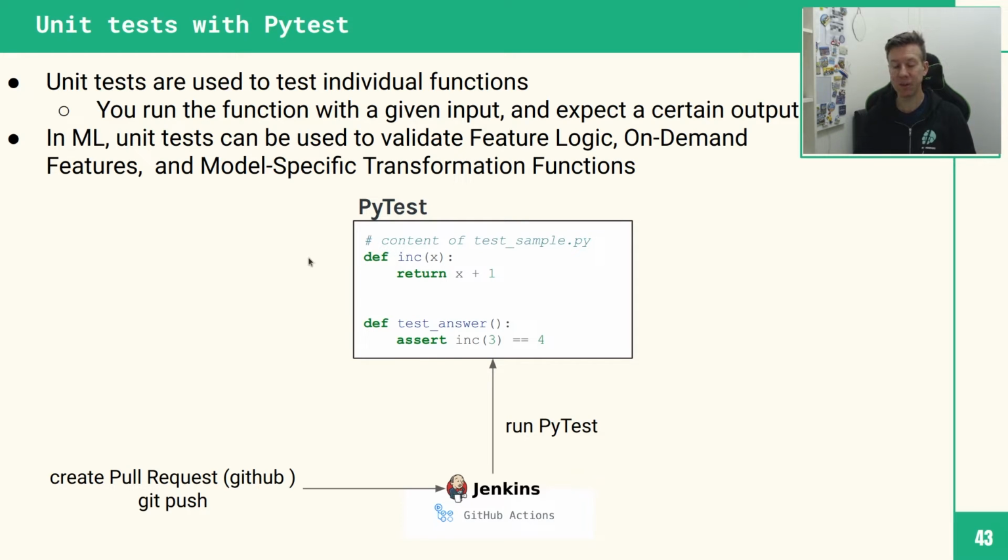So we've already mentioned unit tests for feature logic and on-demand features and model-specific transformation functions, but these unit tests in Pytest can be run very easily by Jenkins. So if you make some new code changes for any of these function definitions that are computing your features or transformations, when you push that code to a GitHub repo, Jenkins can run all of these tests. It can run all the unit tests to make sure that the new code that you've changed hasn't broken any expectations that are written into the unit tests. So increment should continue working as before, even if you change the implementation of it.